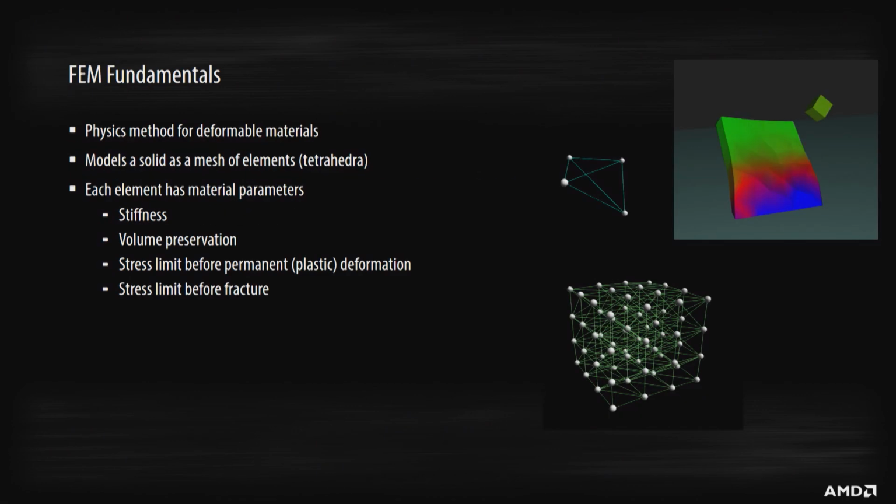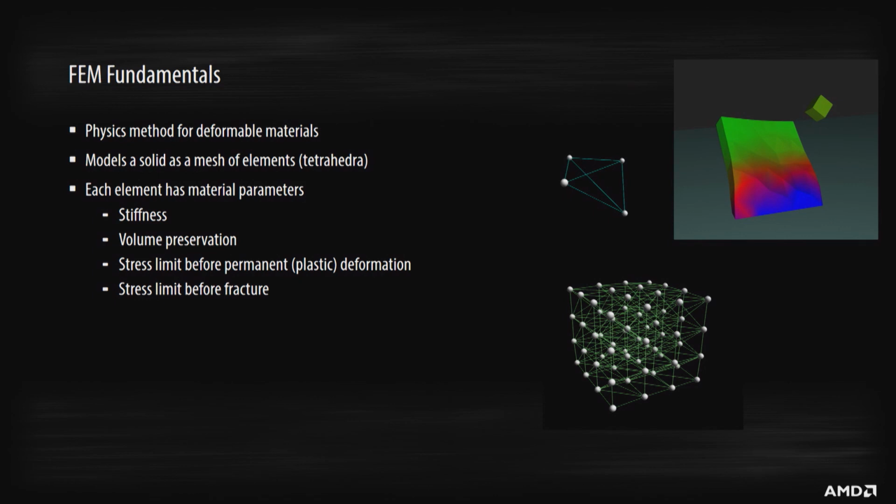To talk about the method a little bit, it's a physics method for simulating deformation, and it represents solids as a volumetric mesh of elements, which can be different elements, but often tetrahedra, like at the right, in the four vertex shape, very simple shape. Each element has parameters that define the way it behaves. And basically just summarizing what each of these means intuitively.